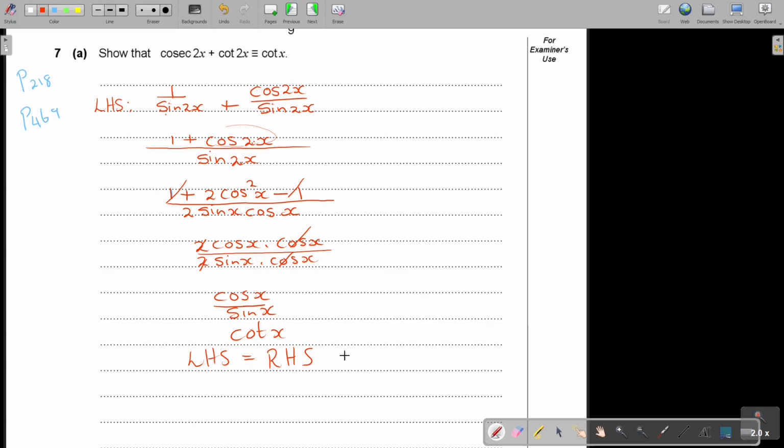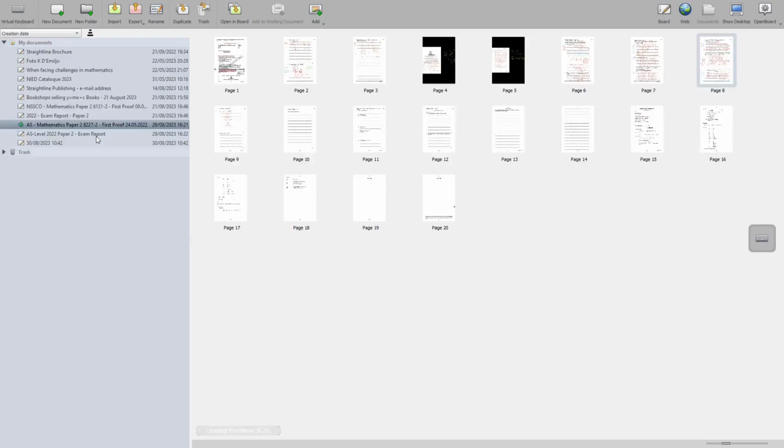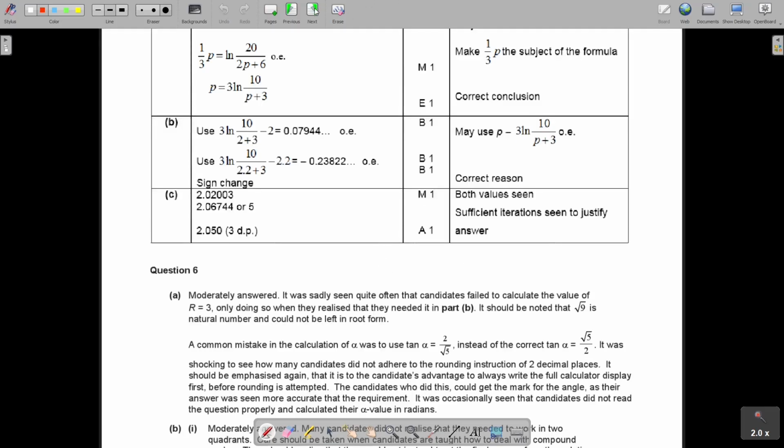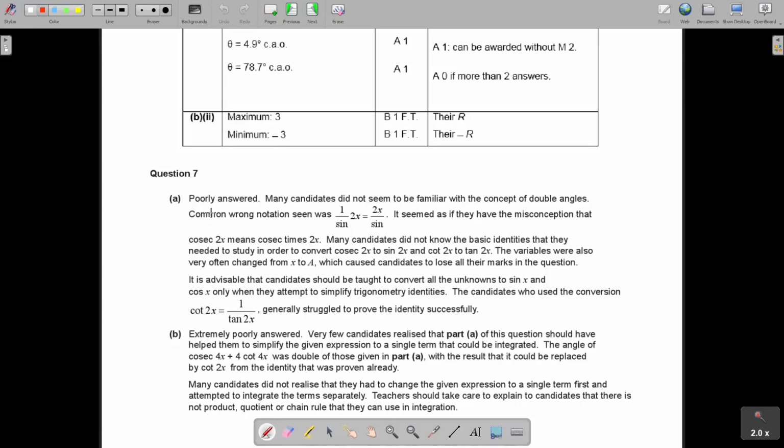Some questions I do the examiner's report, some I don't, but for this last part I'm going to do it now. Go quickly and rather do the example afterwards. They say it was poorly answered. Many candidates did not seem to be familiar with the concept of double angles. Commonly wrong notation seen was 1 over sin, and then the 2x going with the sin or something like that. It seems they have the misconception that cosec 2x means cosec times 2x.